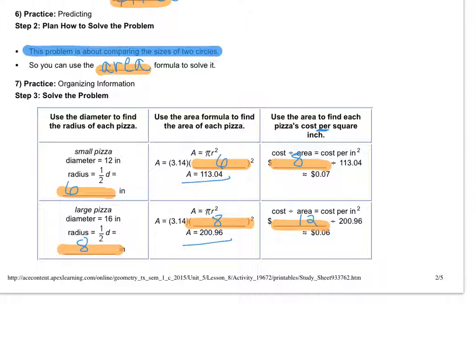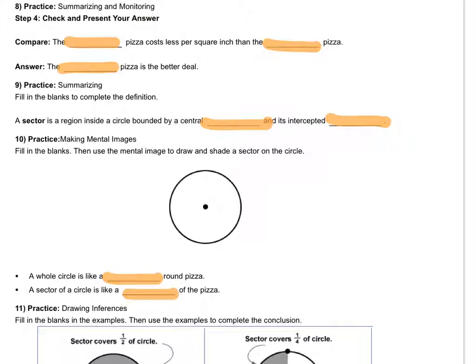All right, so let's see what we can conclude. What we can conclude is that the large pizza costs less per square inch than the smaller pizza. Let's go ahead and get that typed in there. Large is less than the small one. So the large pizza is actually going to be your better deal. I actually do similar math when I'm trying to figure out the cost of things in the grocery store. We can talk about that if you have a question.